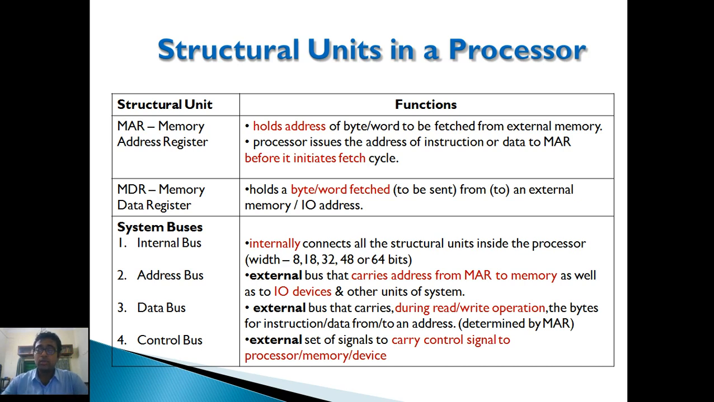The structural units inside of the processor include different kinds of capacitors. There are many different things: controller, processor, software. There are different kinds of functions. We have already discussed all those things.